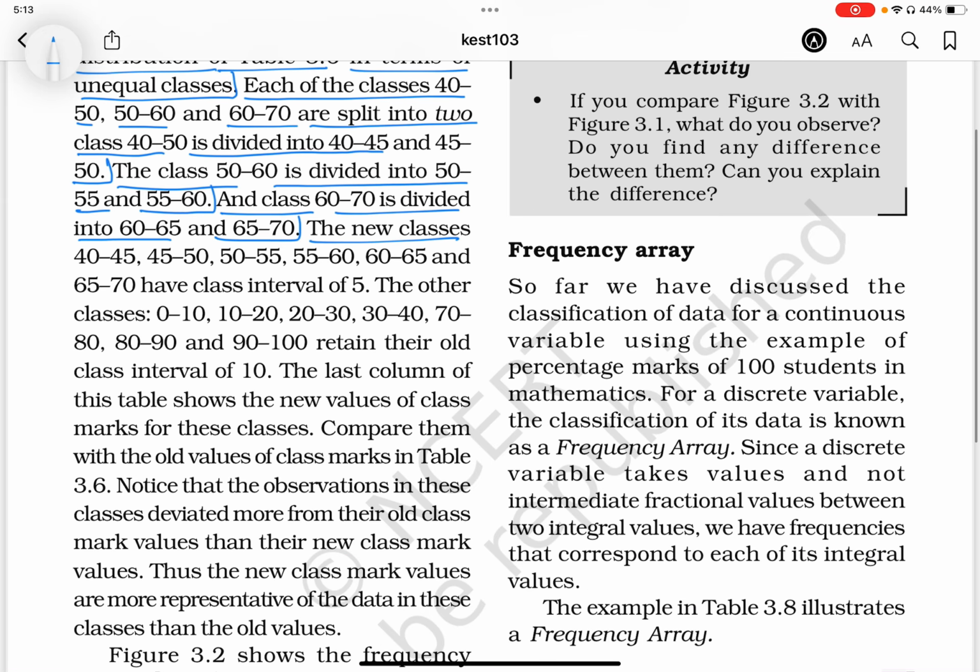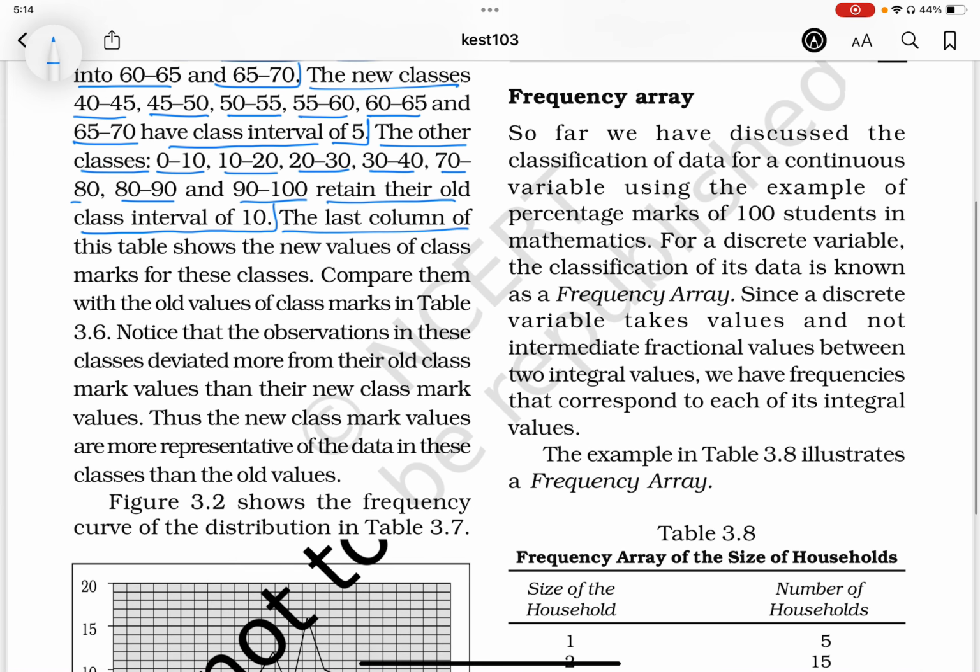The new classes 40 to 45, 45 to 50, 50 to 55, 55 to 60, 60 to 65 and 65 to 70 have a class interval of 5. The other classes 0 to 10, 10 to 20, 20 to 30, 30 to 40, 70 to 80, 80 to 90 and 90 to 100 retain their old class interval of 10. The last column of this table shows the new values of class marks for these classes. Compare them with the old values of class marks in table 3.6.